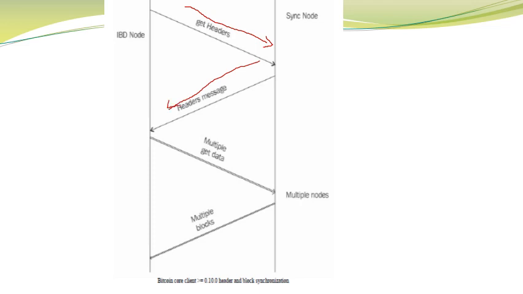After getting the copy of the headers, it will try to get the data from the sync node. It will send multiple get data messages, and the sync node will reply with the blocks. In this way, this newly joined node will get a copy of the ledger, a copy of the blockchain, from the Bitcoin network. This is how the messages are exchanged between the nodes.